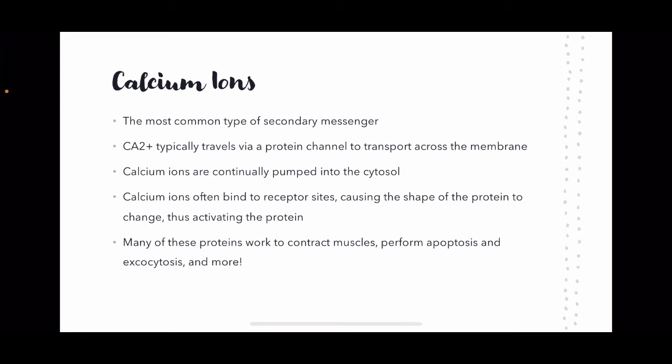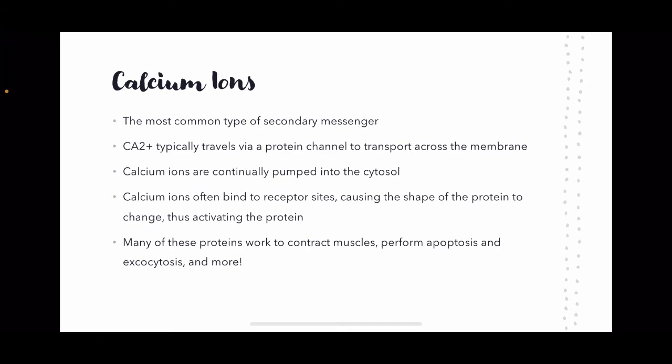So calcium ions are another type of secondary messenger. They're the most common secondary messenger. And calcium ions typically travel via a protein channel across the cellular membrane because the cytosol typically has a low concentration of calcium, so they flow down the concentration gradient through a protein channel.